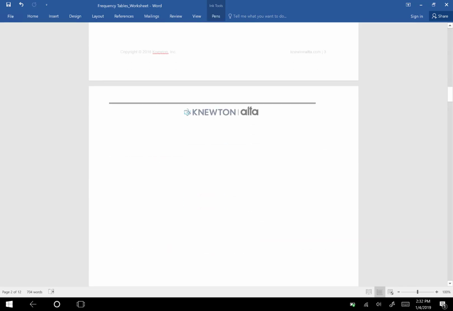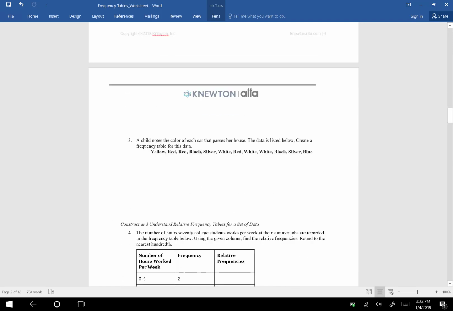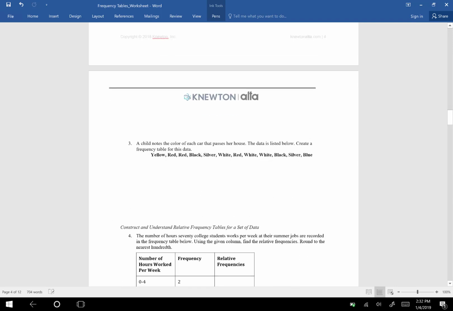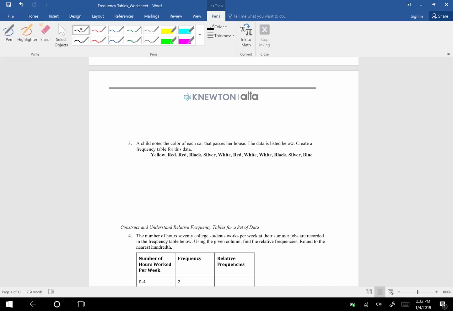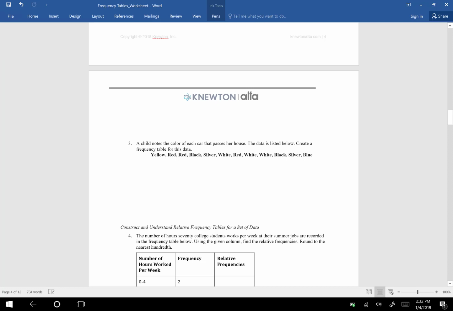Sorry about that, I had a blank page. Okay, now we can also do this for qualitative data. What we dealt with so far was quantitative data. For qualitative data, we would just list out our values and then count how many there are.